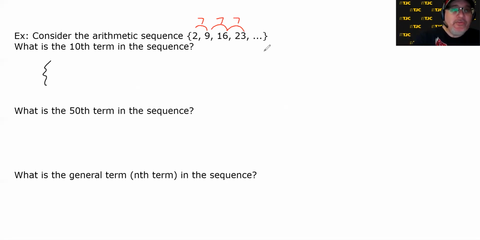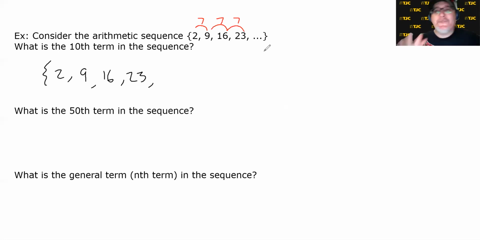I'm going to go ahead and write it again. 2, 9, 16, 23. All right, we're already at the fourth term, so we've only got 6 to go. And we know how the sequence progresses by adding 7. So all we have to do to get to the 10th term is keep adding 7.